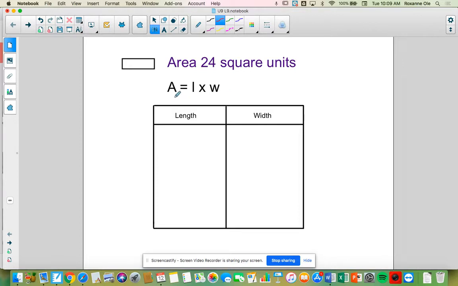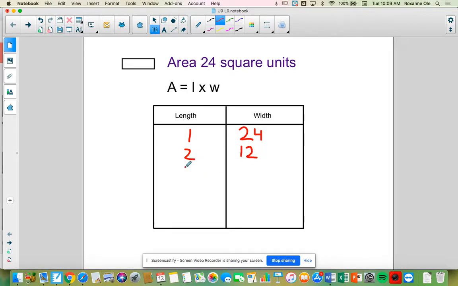So I've written here area equals the length times the width. The next thing you're going to do is find different numbers that when multiplied together will equal 24. I always start with the easiest, which is 1. So you could draw a rectangle that was 1 by 24. Next, 2. 2 and 12. So yes, you could draw a rectangle that was 2 by 12.